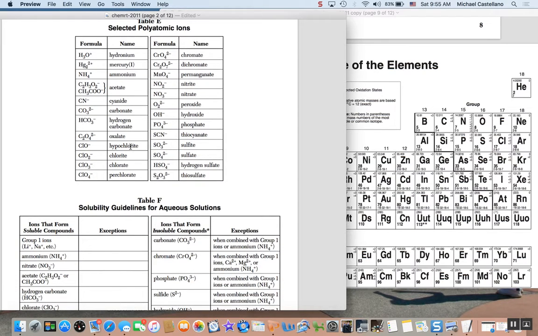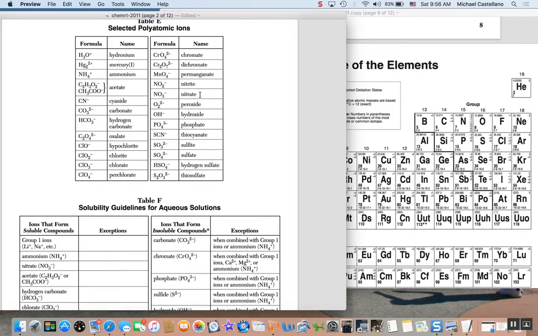Okay, there's your hypochlorite, your chlorite, your chlorate, your perchlorate. Right here, these 4 pertain to everybody in this group. So if you just realize that ClO is hypochlorite, BrO is hypobromite, hypoiodite. Okay, they all kind of build off each other. All right, BrO3 would be bromate. Okay, so it does have a pattern to it. And if you work on the pattern, it makes your life easier.